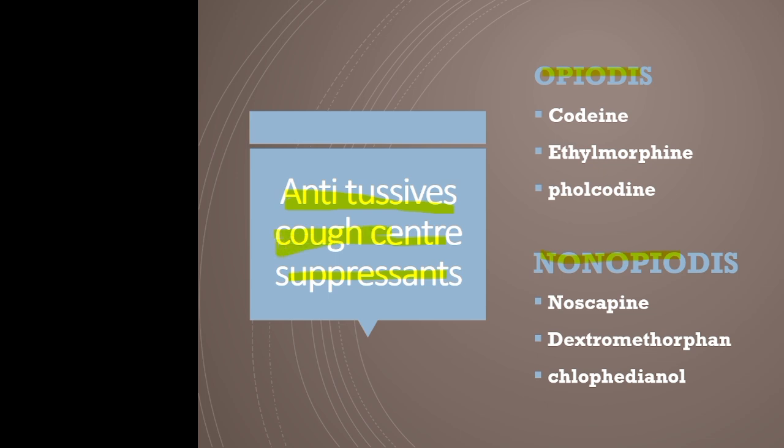They mostly reduce the activity of that cough center. This is about the cough center suppressants. The examples coming under the opiates category are codeine, ethylmorphine, and pholcodine. And the non-opiates are noscapine, dextromethorphan, and chlophedianol. These are the drugs coming under the category of opiates and non-opiates under antitussives, the cough center suppressants.